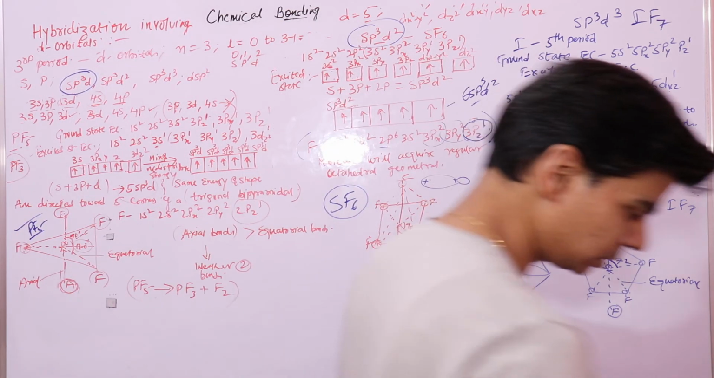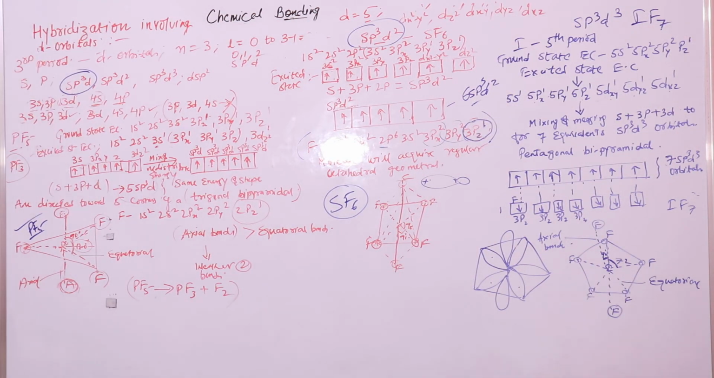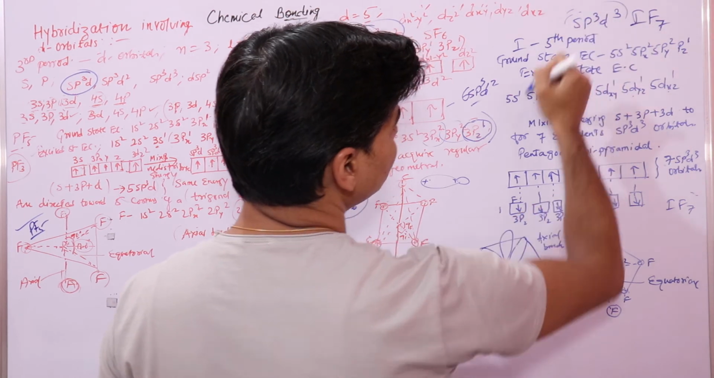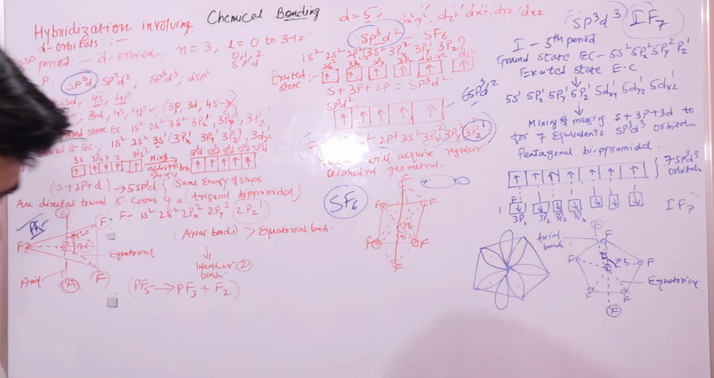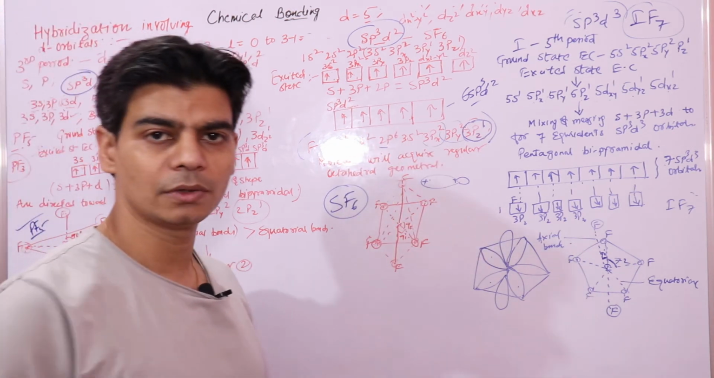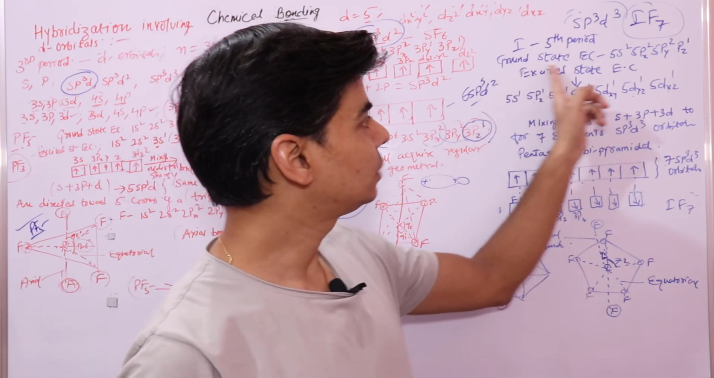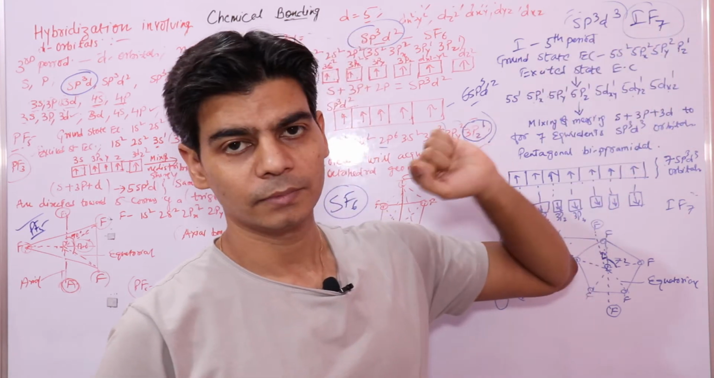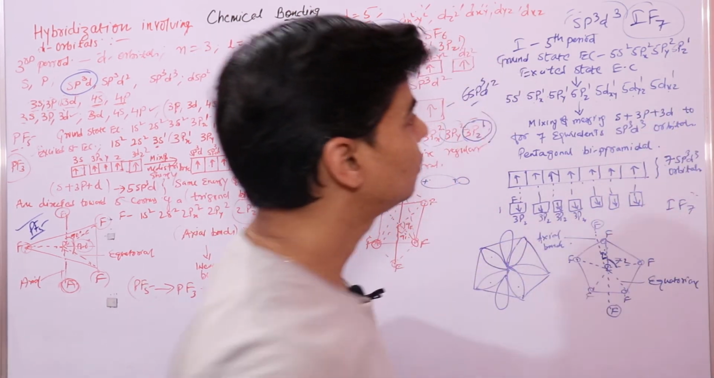Now there is another one, but first let's quickly revise it, right. So sp3d3 hybridization. In this we have taken the example of the interhalogen compound IF7, which belongs to the 5th period of the periodic table, so it has 5 shells. The outermost shell is the 5th shell. The electronic configuration of the outermost shell is 5s2, 5px2, 5py2, and then 5pz1, right.